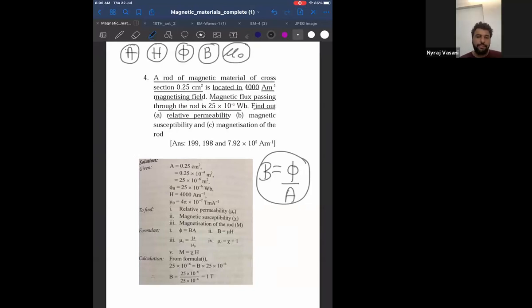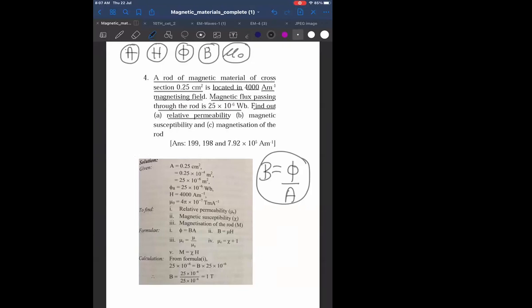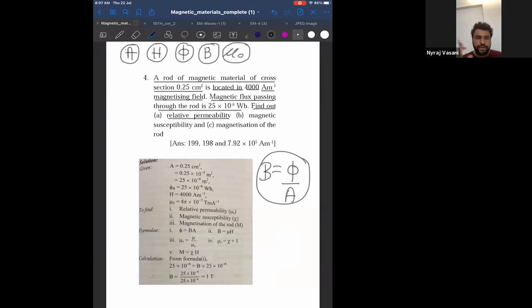For mu R, tell me what do I need? What is the formula? B is equal to mu naught into mu R. Mu naught is anyway a constant. Can I say I will need mu?